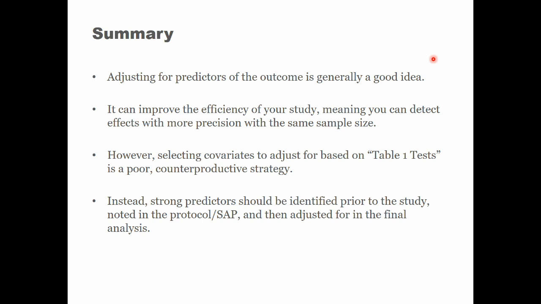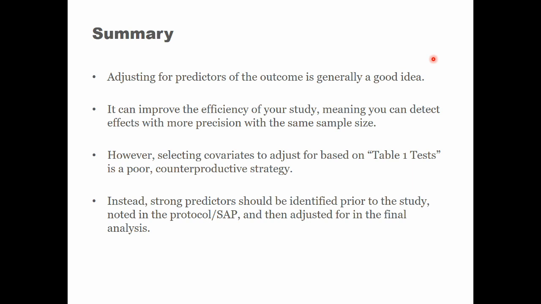The problem with it is that if we can improve the efficiency of the study, meaning we can detect effects with more precision with the same sample size, or we can detect even smaller effects at the same sample size, it means ultimately that we can recruit fewer patients. And recruiting fewer patients and exposing them to unknown risks is probably a good idea. Or we can get more information out of our study the way it's designed. So not using covariate information, there's an argument to be made that that can be quite problematic.